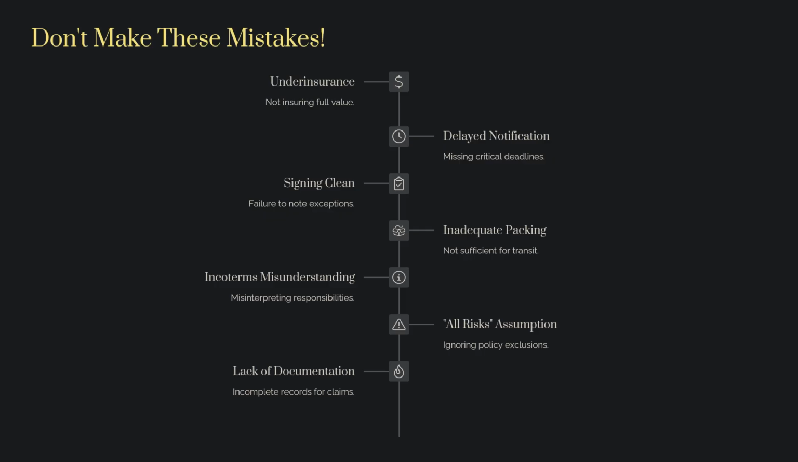Not understanding Incoterms implications, misunderstanding who is responsible for the risk and insurance at different points in the journey, which can leave you uninsured. Assuming all risks means all risks, including exclusions, with an ICC A policy. Remember, all risks does not mean absolutely everything. You must read and understand the specific exclusions in your policy. Lack of proper documentation, not keeping complete and accurate records for your claim. As we saw on day 9, good documentation is the backbone of your claim.